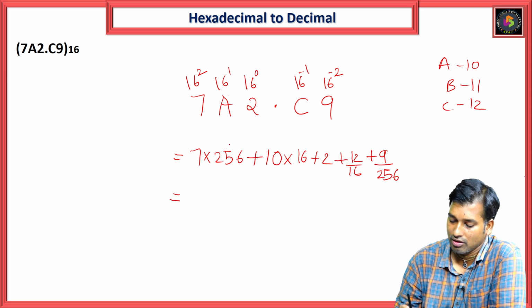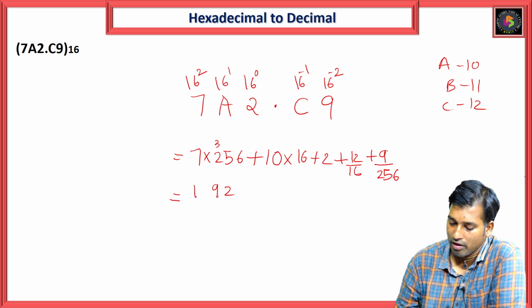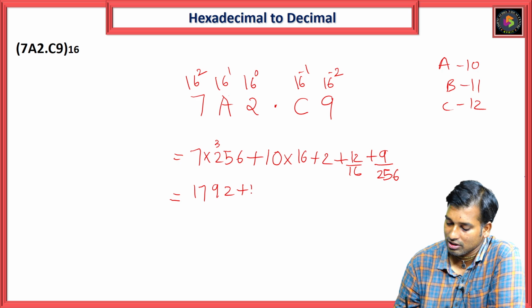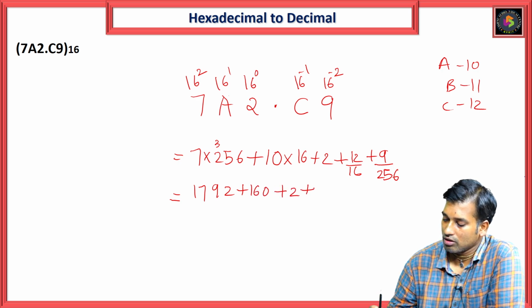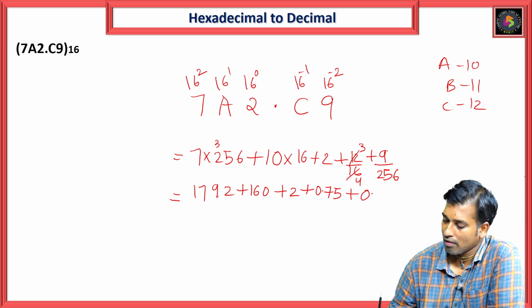It's nothing but 1792 plus 160 plus 2, then 12 by 16 is 0.75, and this is some point 0.035.